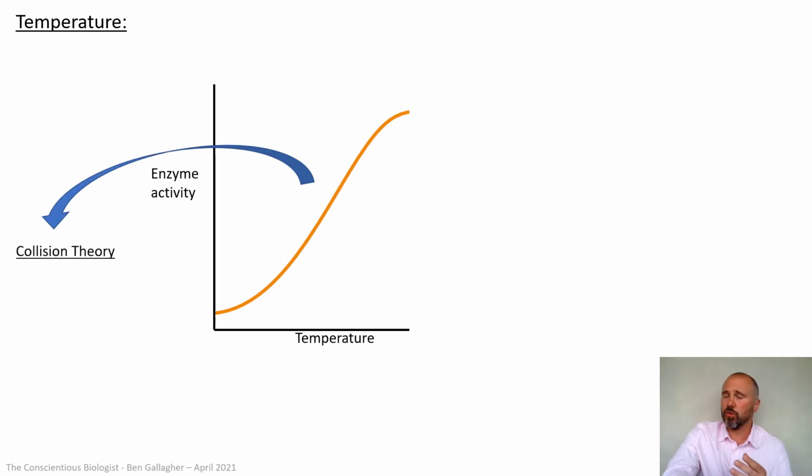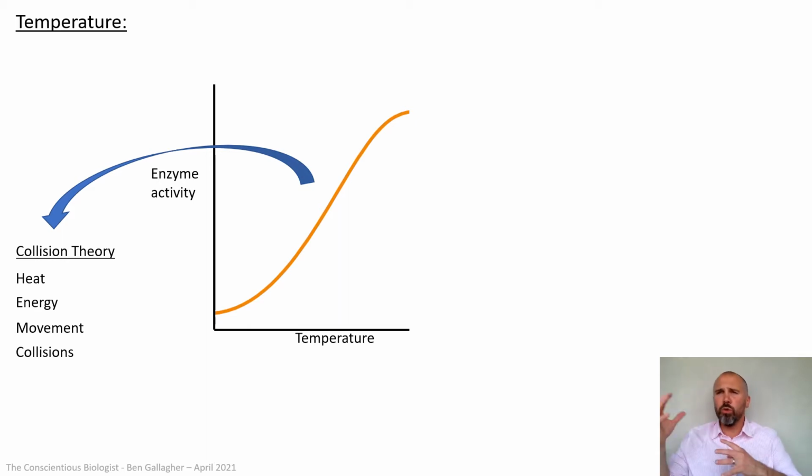So over on that side of the graph, it's basically about collision theory. We're talking about the extra heat giving lots of extra energy to the particles. With that extra energy, there's going to be an increase in movement. If they're moving more, they're more likely to collide. And we're talking about all the collisions, so enzymes with enzymes, substrates with substrates, and enzymes with substrates.